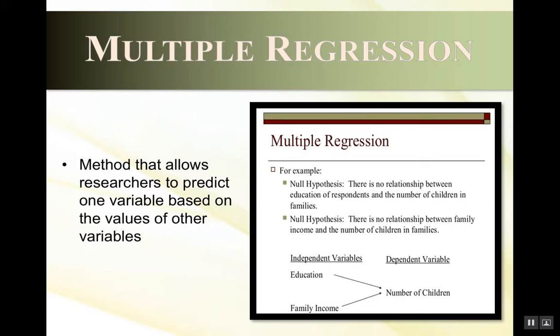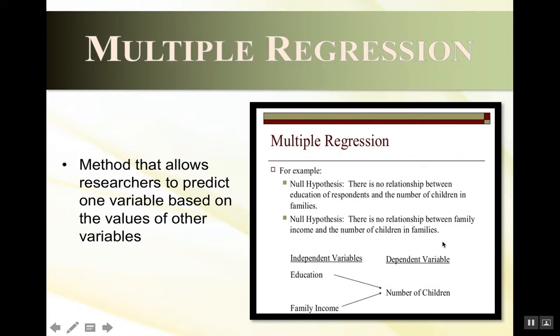So an example of this would be, there is no relationship between education of respondents and the number of children in families. So the null hypothesis may have been, there is a relationship between education and the number of children. But after studying that, they may have to go back and say there is none. So there is none, and they're trying to prove it, see if it's proven true, so that they can say the null hypothesis is true or the null hypothesis is not true.